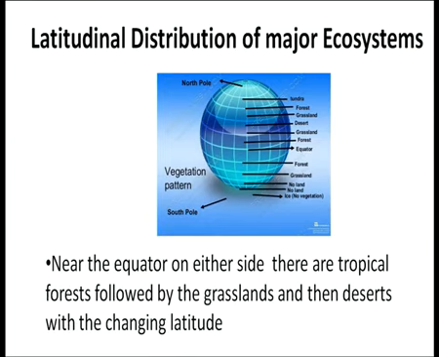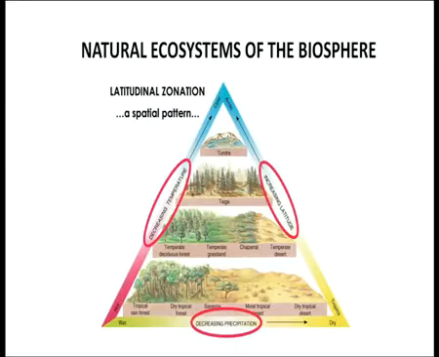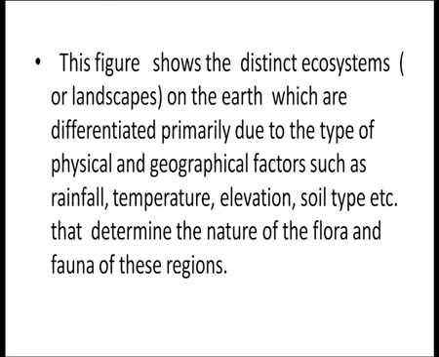In this figure, you can see the latitudinal and altitudinal variations dependent upon the physiography of the place, that is with respect to the climatic changes and temperature, soil and other factors. The various landscapes on the earth are differentiated primarily due to physical, geographical factors such as rainfall, temperature, elevation, soil type, etc. that determine the nature of the fauna and flora of these regions.